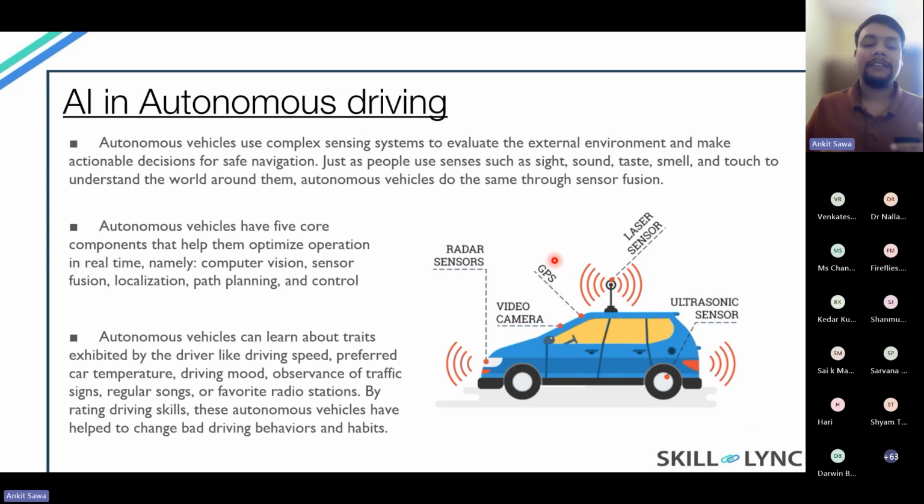Now, autonomous vehicles can also learn about traits exhibited by the drivers like driving speed, car temperature, driving mood, traffic signs, regular songs that you play, favorite radio stations that you play. And by rating driving skills, these autonomous vehicles have helped to change bad driving behaviors and habits, right? So it doesn't just stop at taking the decision on what to do next, but it also helps to improve the road safety, driving behavior, and everything else from whatever past learnings it had with different drivers and their patterns.